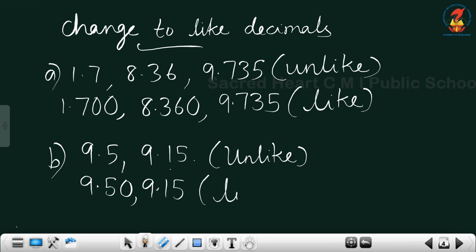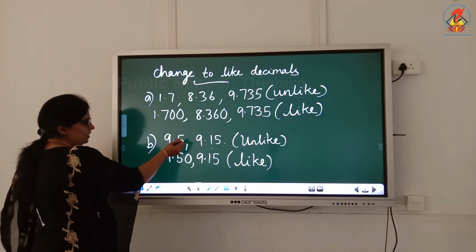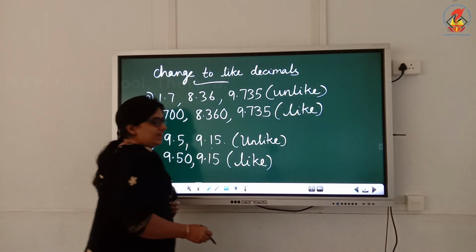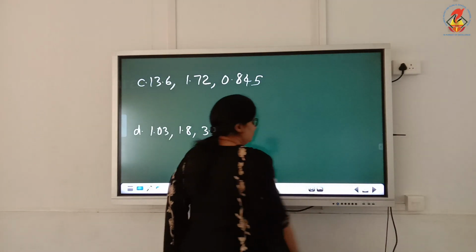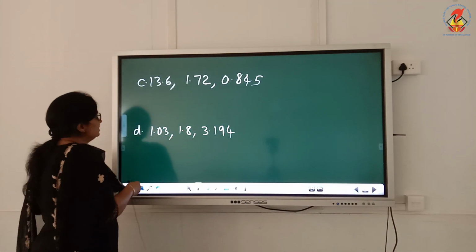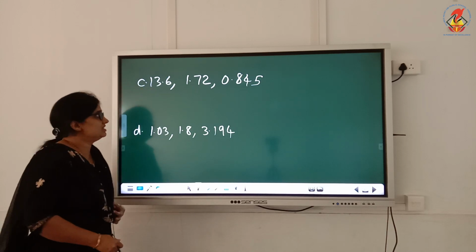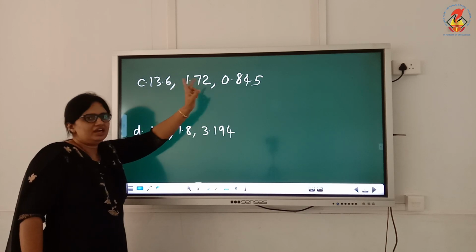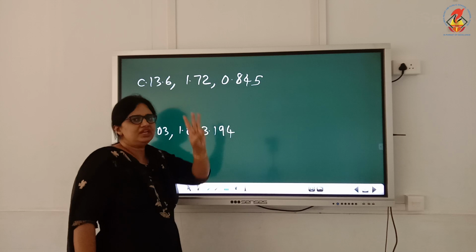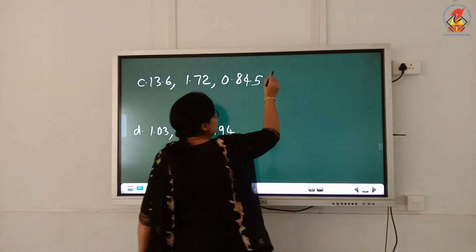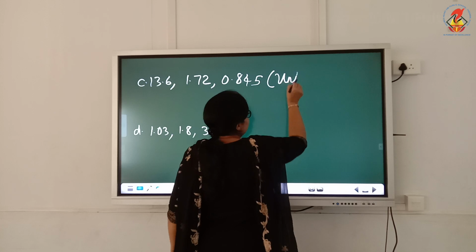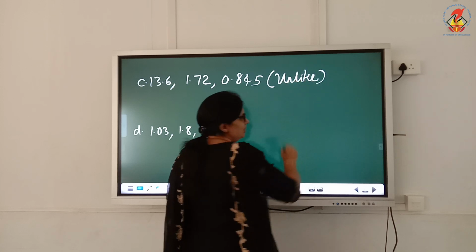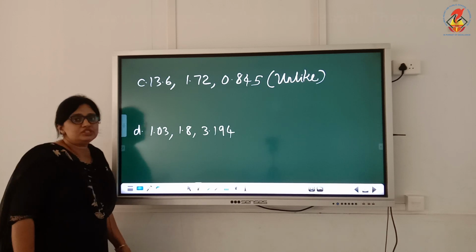Then see this, like only, 2 decimal places, 2 decimal places, and I added 1 zero here only, then I will get like decimals only, right? Okay. And see the next one, 13.6, 1.72. Here I have only 1 decimal place, and here I have 2 decimal places, here I have 3 decimal places. So which type of decimals is this? It is unlike decimals. Okay, I need to change it into like.